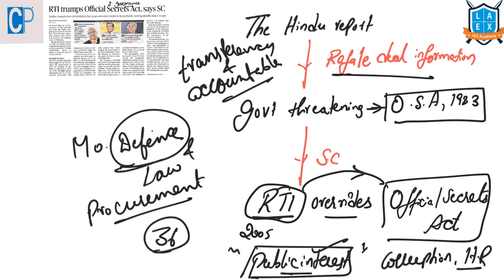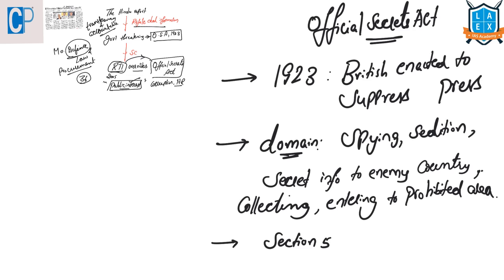Then what about this Official Secrets Act? What does it say? This act was an outcome of a colonial attitude. The Official Secrets Act was enacted by the British in 1923 in order to suppress the voice of many nationalist newspapers, that is, in order to suppress the press. So what does it cover? It covers cases of spying, sedition, along with any anti-national activity that can endanger the unity and sovereignty of the country.